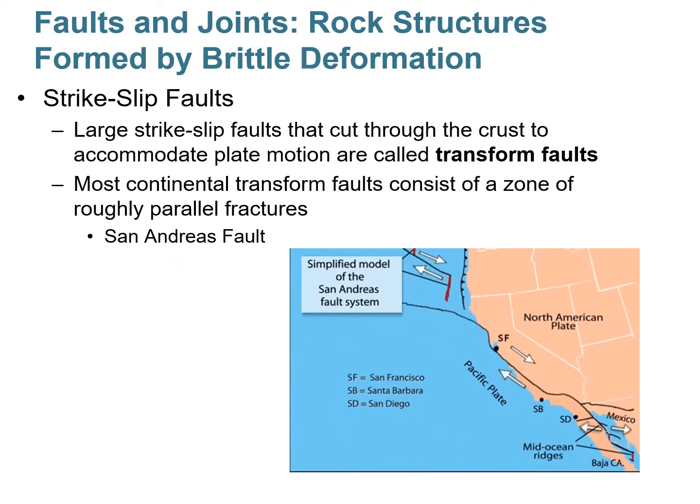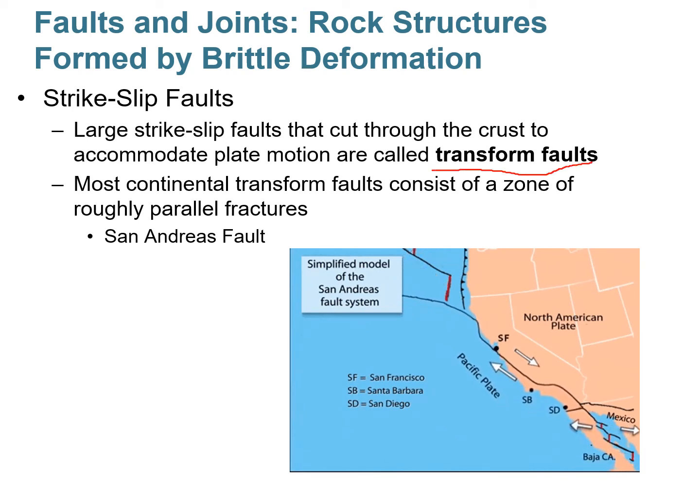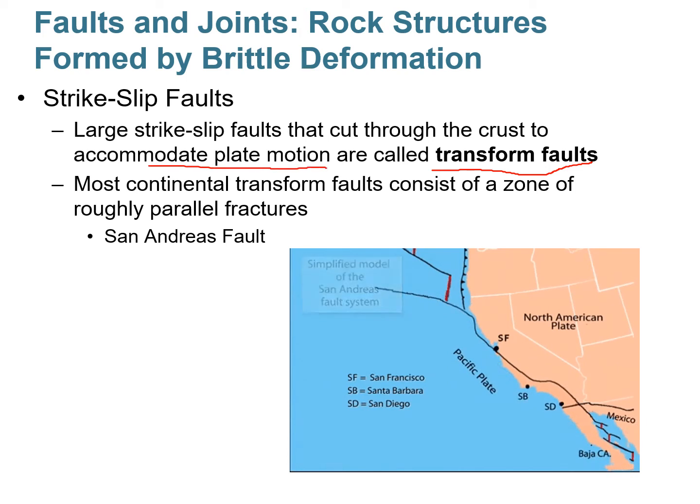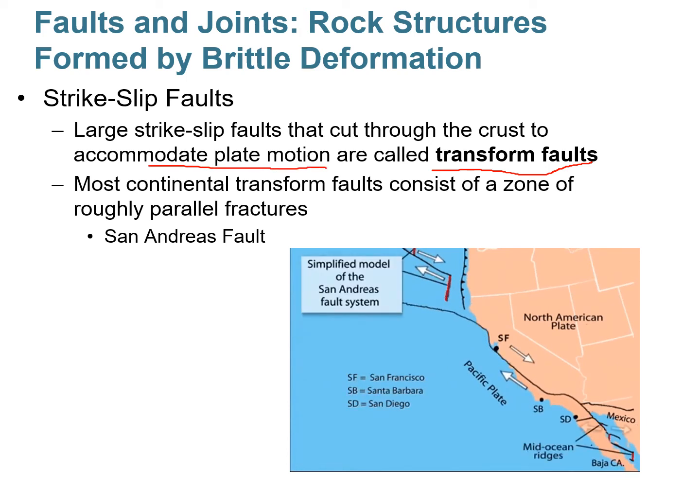Okay, so you can have large-scale strike-slip faults. We call those transform faults. They accommodate plate motion in very large plates. And one cool example is the Pacific Plate. Here's a simplified model of what's going on out west and why they have earthquakes. So this portion of California and Baja California here are part of the Pacific Plate, and they're kind of moving northwestward relative to the North American Plate, and that's why there are all these earthquakes here.